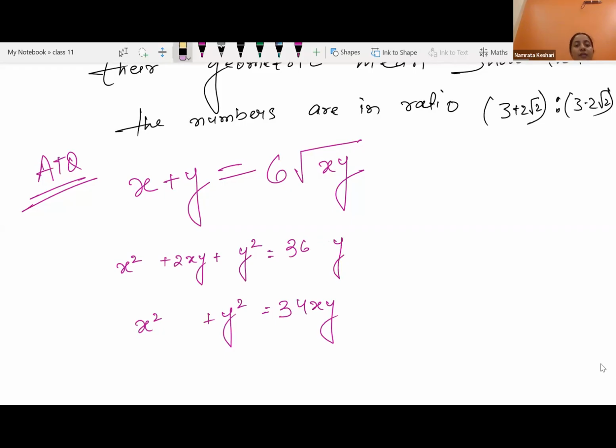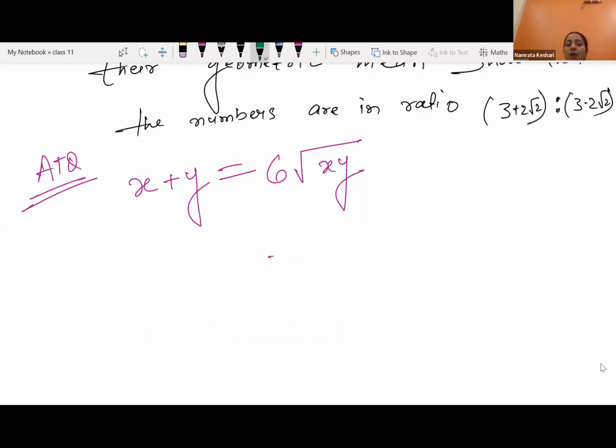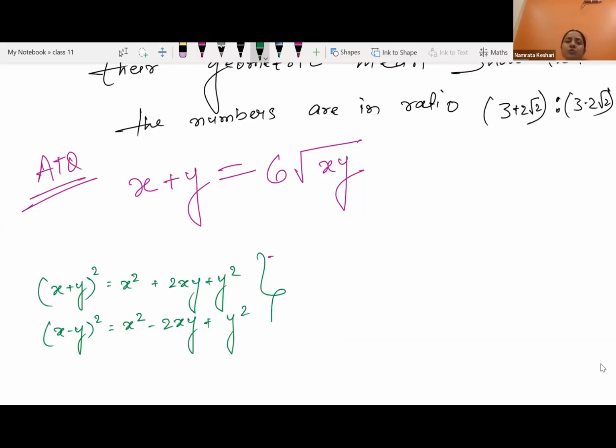Then maybe we need to think about identity. Okay, x plus y we are having. Let's try using the identity of x minus y. The identity you have learned in class 9, that is x plus y whole square is x square plus 2xy plus y square, and the other identity was x minus y whole square is x square minus 2xy plus y square. These two identities you have used so many times, right?